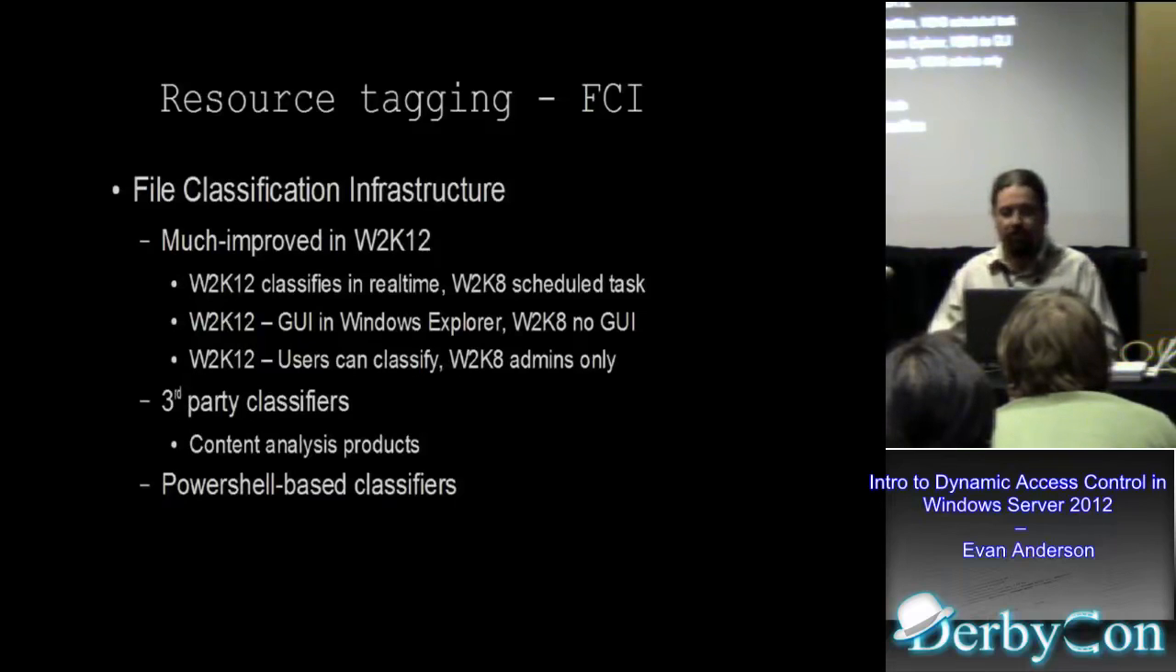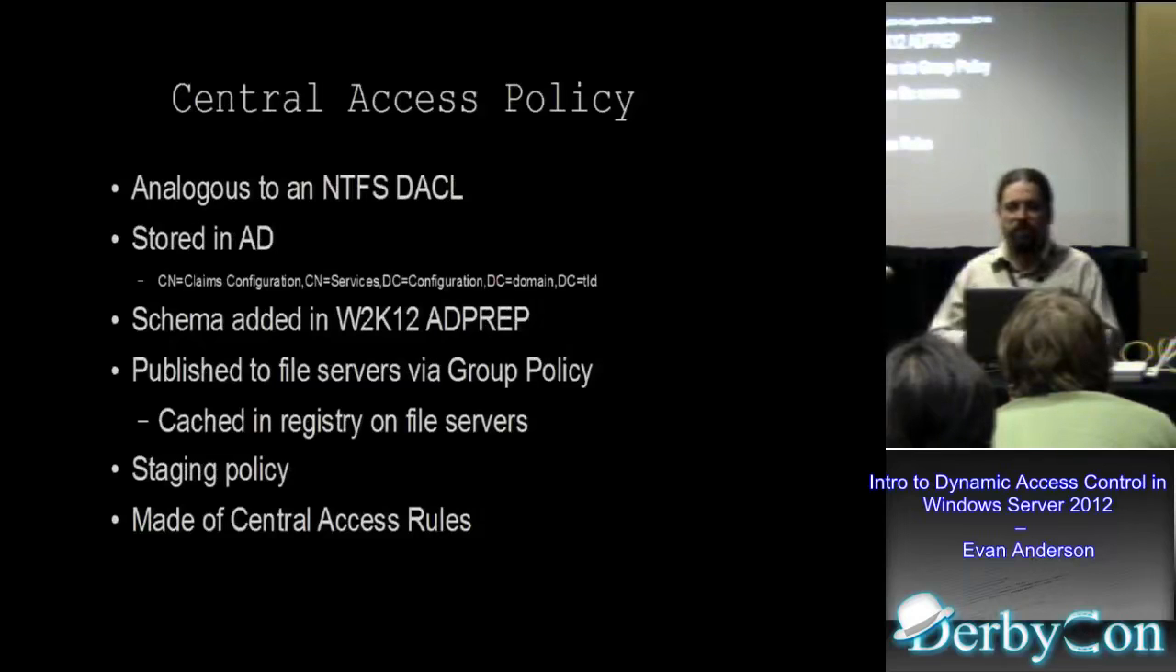Taking the claims and the resources together, you use those to build your central access policy. This is actually the instructions, the marching orders that are going to go out to file servers to tell them what to do. Think of the central access policy as a lot like an NTFS DACL. It's a list of permissions, all packaged up together. It's stored in the AD in a special container. It's just schema that gets added when you do a W2K12 domain prep. This is not a domain functional level thing. It's just schema. You can do DAC on a Windows 2003 domain functional level, and it'll work fine. It's just additional schema that's added into the AD.